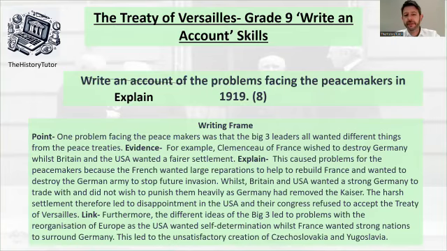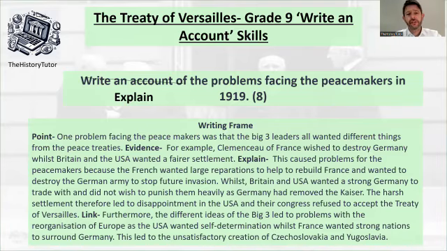So furthermore, the different ideas of the Big Three led to problems with the reorganisation of Europe. As the USA wanted self-determination, while France wanted strong nations to surround Germany, this led to the unsatisfactory creation of Czechoslovakia and Yugoslavia. Hopefully they won't be too upset if I say the unsatisfactory creation of. Unsatisfactory in a way that it was not self-determination. And clearly history has shown that those nations have broken up and that they were problematic over time. But that wasn't self-determination as America had envisioned it. They wanted full self-determination of nations.